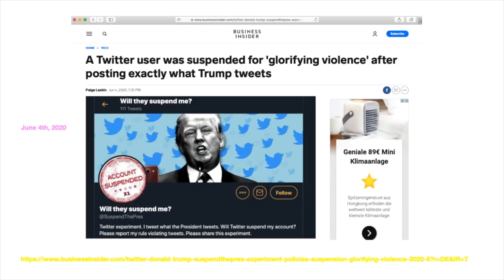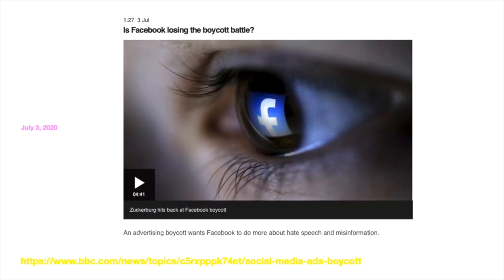By the way, sometimes Twitter is still not able to hit those that actually release the information. So sometimes they happen to hit the wrong guy when they punish certain accounts. On the other platform, Facebook, they have to deal with a boycott of their advertisement, which happened related to the Black Lives Matter unrest all over the US, which spread globally.